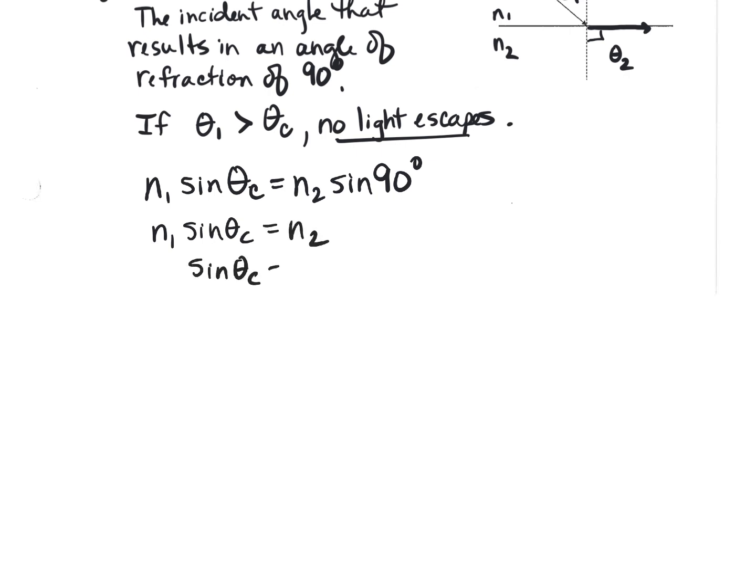Sine theta sub c equals n sub 2 divided by n sub 1. So theta sub c is the inverse sine of the ratio of the indexes of refraction. So we can find that critical angle for any two substances. We can find it for going from water to air if we needed to, or from air to water, etc., right?